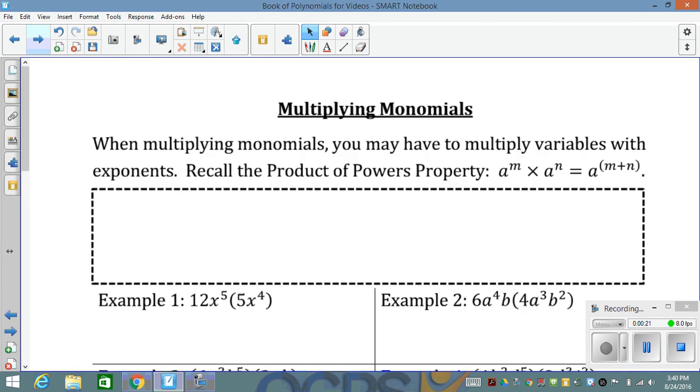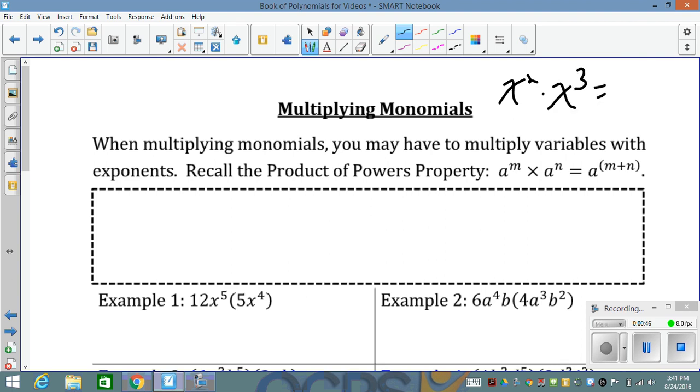Okay, so let's start by just talking about multiplying a monomial times a monomial. So one term times one term. When you multiply monomials, you have to multiply variables with exponents. Remember, to multiply with like bases, you add the exponents. So for example, if I have x squared times x cubed, that gives me x to the 2 plus 3, which is 5. So when you multiply with like bases, you add the exponents. Very important. When you multiply with like bases, you add the exponents.